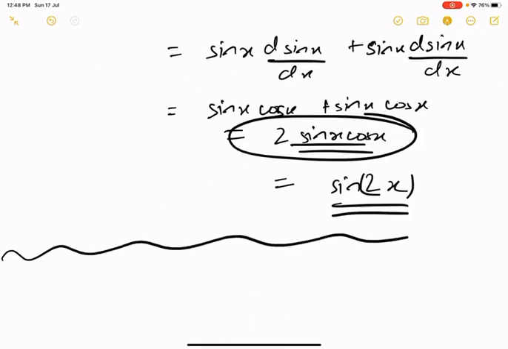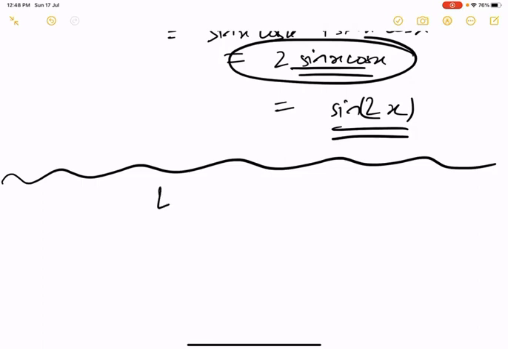After this, what did we study? After this, we had something called as log differentiation, logarithmic differentiation.